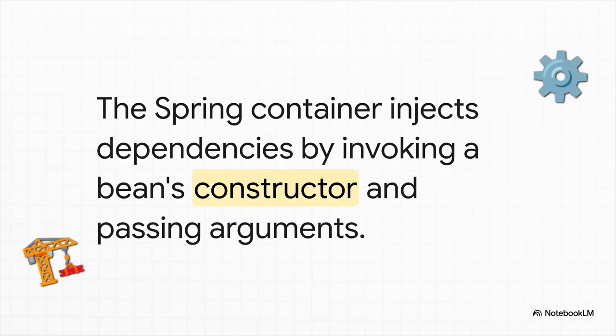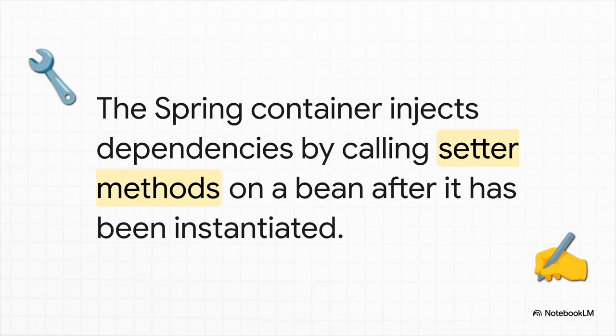First up, we have constructor-based injection. This is pretty straightforward. The dependencies are just passed in as arguments to the class's constructor when the object is first created. This means the object is born complete with everything it needs to do its job right from moment one. And the second method is setter-based injection. Now, this one is a two-step process. First, Spring creates the object with an empty constructor. Then, after it exists, Spring calls public setter methods, like a setReportService method, to inject the dependencies one by one.